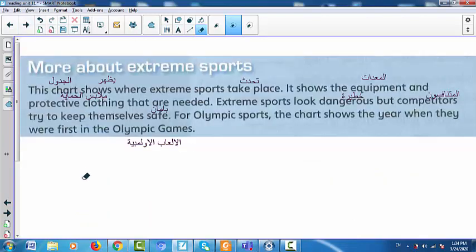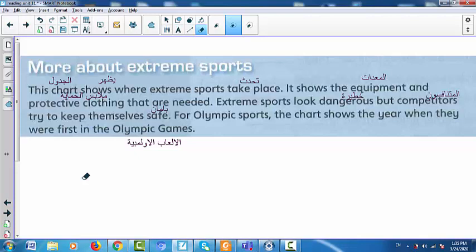More about extreme sports. In the previous paragraphs we talked about how they play the sports. Now in this paragraph they will tell us more about the extreme sports.